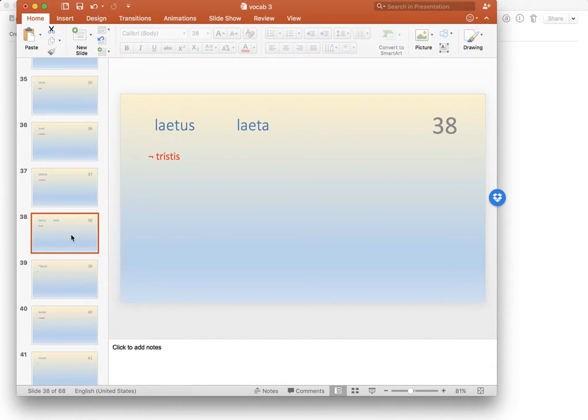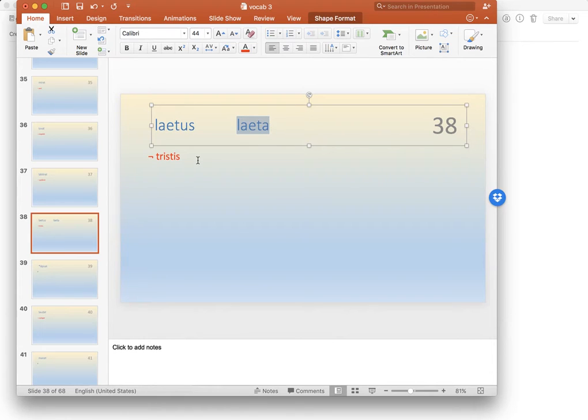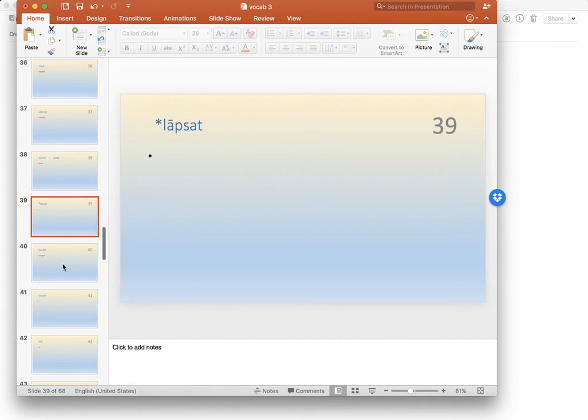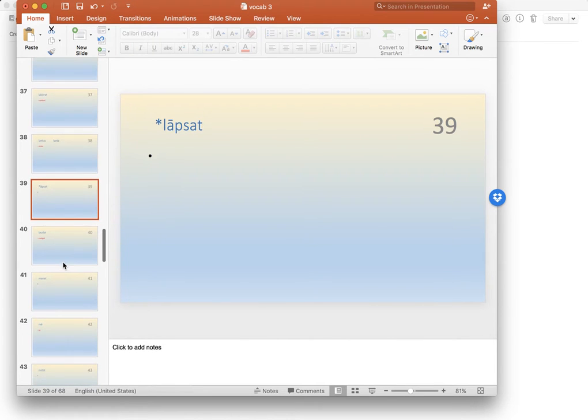Laetus, happy. The feminine character, if she is happy, she would be laeta. The opposite in both cases would be tristis, sad. So happy, sad. Lapsat, only in this lesson, means slips, like a collapse of a building. Laudat, praises. The opposite is castigat, castigates.